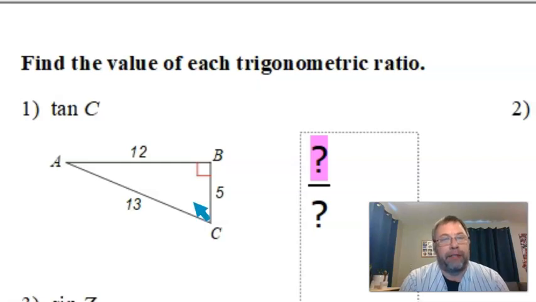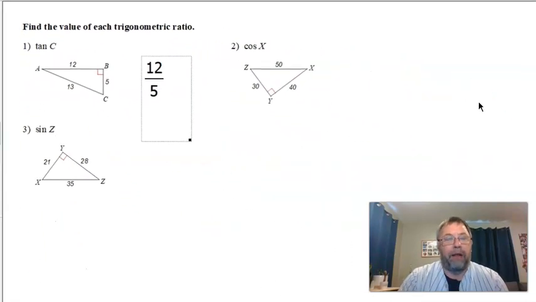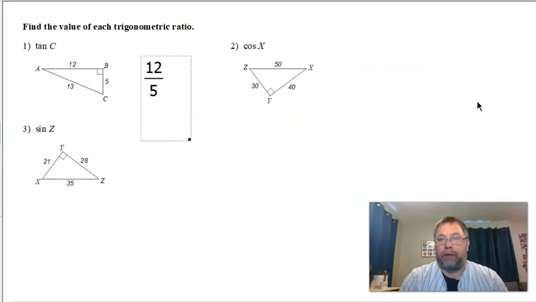Now, if I'm standing at angle C and I look through the triangle to the other side, I hit the 12. That means that's my opposite side. The answer here should be 12 over 5. That fraction is not reducible. I'm done with this problem. The tangent of C is 12 over 5.